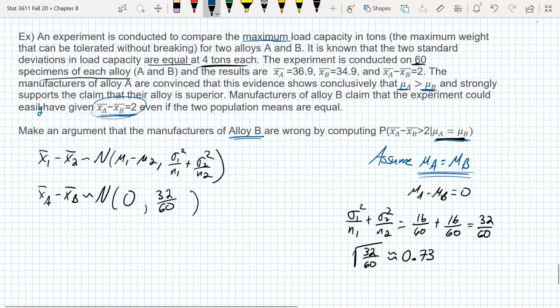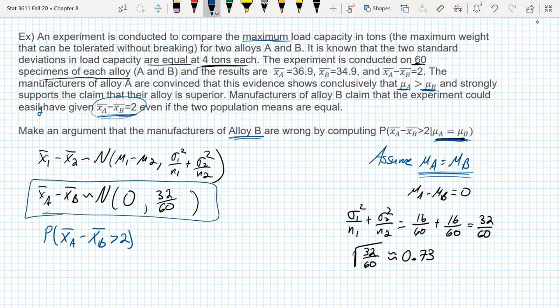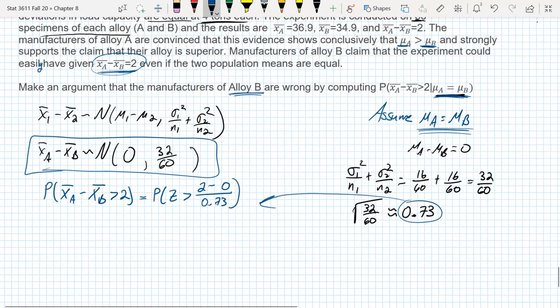What is then the probability that XA bar minus XB bar is greater than 2? Given that these are true, it's going to follow this distribution here. And so let's see, this is going to be equal to the probability. We can convert this to a standard normal random variable: 2 minus the mean of 0 divided by the standard deviation, which we know to be approximately 0.73. So the desired probability then is the probability that Z is greater than, what is 2 divided by 0.73 here? That is 2.7397. So that's very, very close to 2.74.